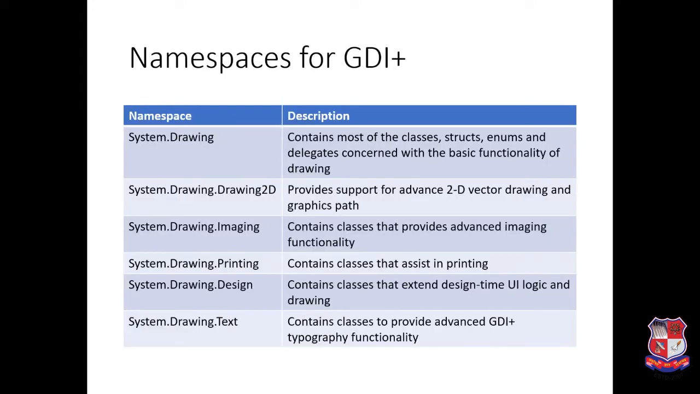Now we'll see the namespaces available for GDI plus in the .NET framework. First is System.Drawing. It contains most of the classes with the basic functionality of drawing. Second is System.Drawing.Drawing2D. It provides support for 2D vector drawing and graphics path. Third is System.Drawing.Imaging. It contains classes that provide advanced imaging functionality. Fourth is System.Drawing.Printing. It contains classes that assist in printing. Fifth is System.Drawing.Design. It contains classes that extend design time UI logic and drawing. And the last one is System.Drawing.Text. It contains classes to provide advanced GDI plus typography functionality.